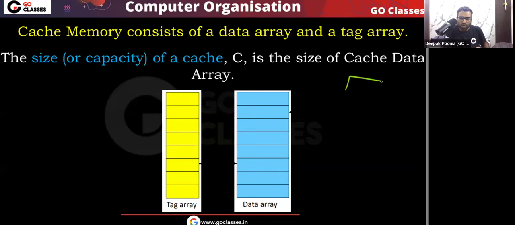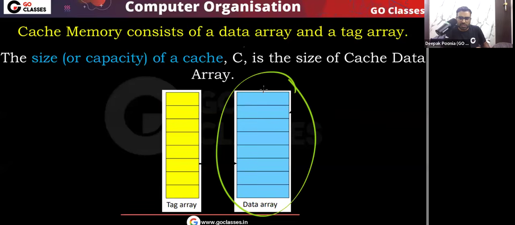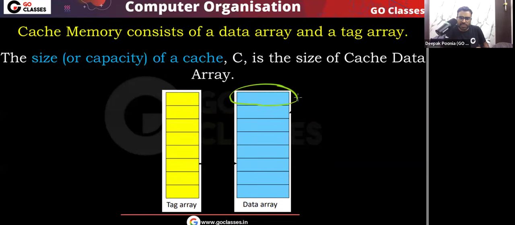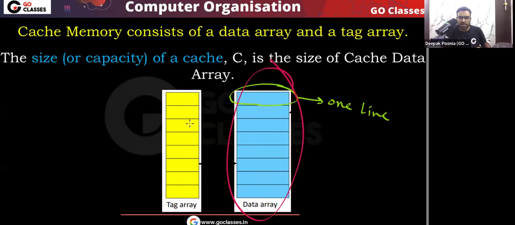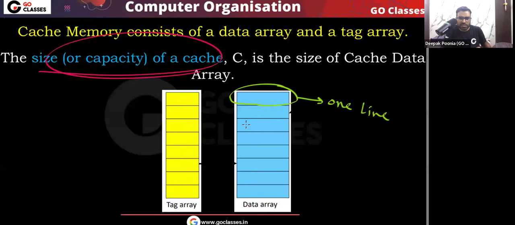This block of data from the main memory, we put in the data array. So in this data array, for example, this is one line. And with every line, in the tag directory, there is a tag stored corresponding to it. So corresponding to every line, we store a tag in the tag directory. This is also physical storage. But when we consider the size of cache memory, we are only considering the size of the data array.